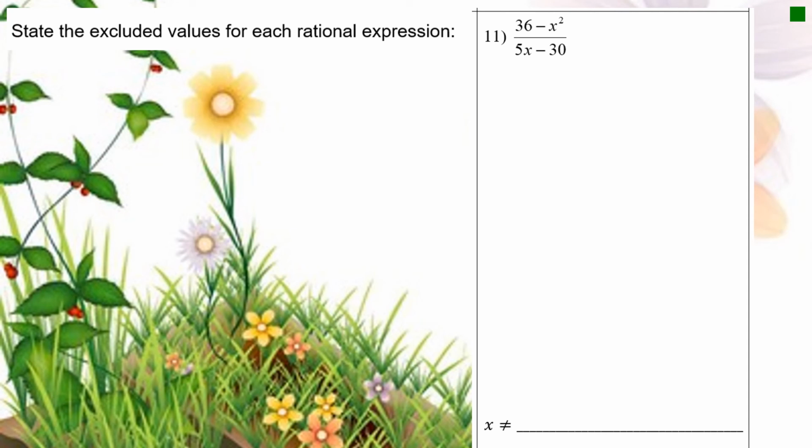Last slide is again just stating the excluded values. Ooh, we should have really done this one. This one's got a little hitch in its get along, but we're not doing it.